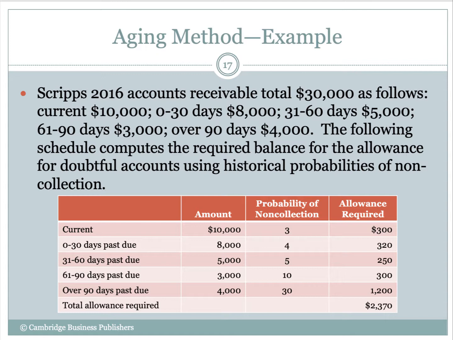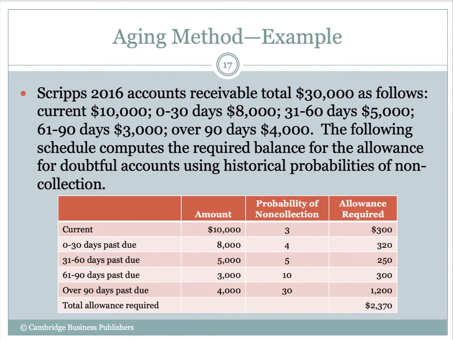So let's just say that we have $10,000 that are current. We estimate, based on past performance, that there is about a 3% probability of non-collection for those current amounts. That means that for that current amount, what's our allowance required? $300, okay?